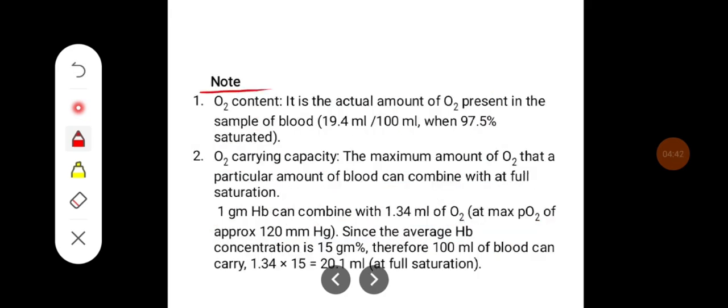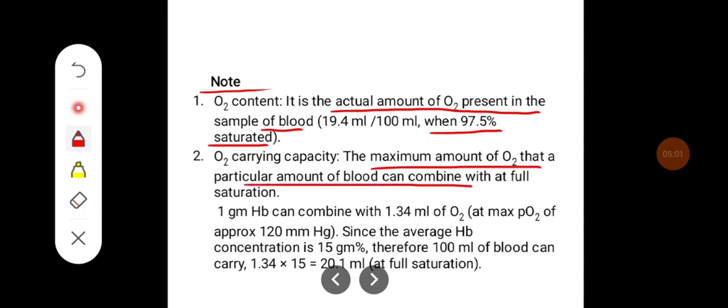Oxygen content. It is the actual amount of oxygen present in the sample of blood, that is 19.4 ml per 100 ml when it is saturated 97.5%. Oxygen carrying capacity is the maximum amount of oxygen that a particular amount of blood can combine with at full saturation.